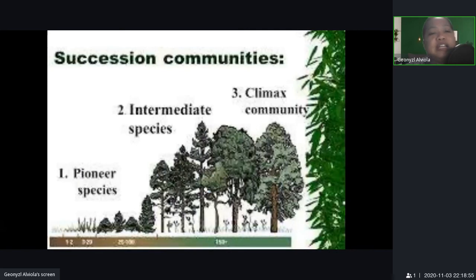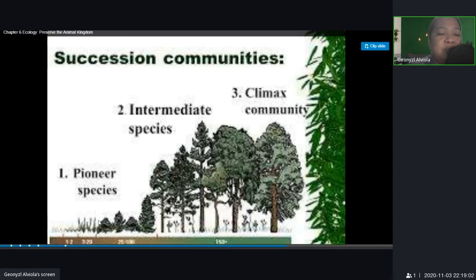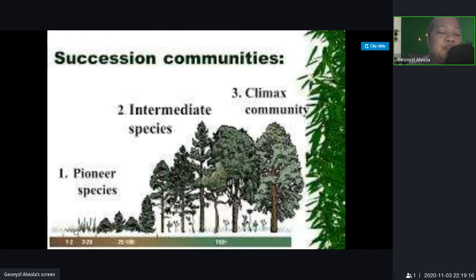So we have here an example of succession communities. We have the pioneering species, so we have the shrub groups of plants. No taller trees could be seen, and only few animals thrive in the area. Mostly in this area, you only find fungus, mosses, shrubs, soft-bodied plants.